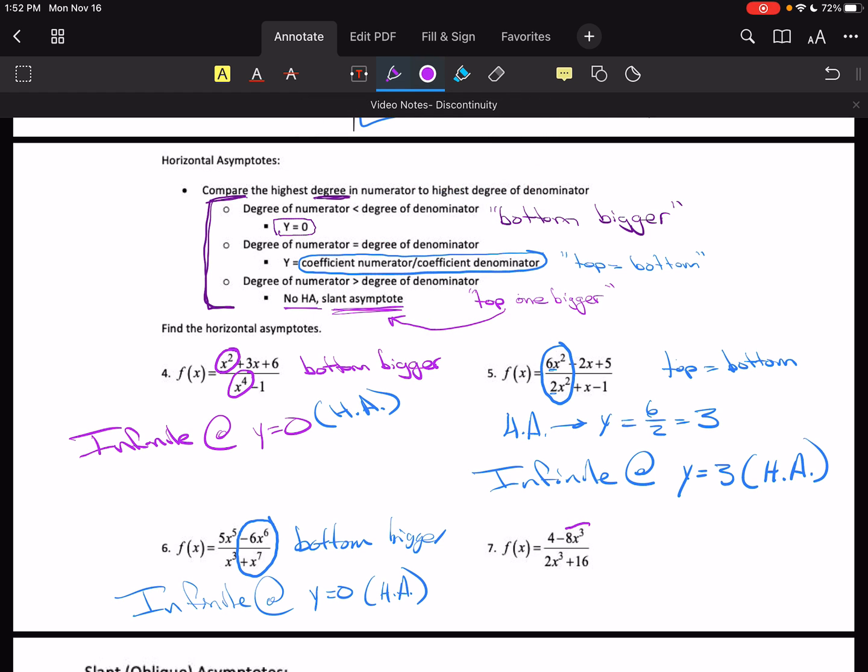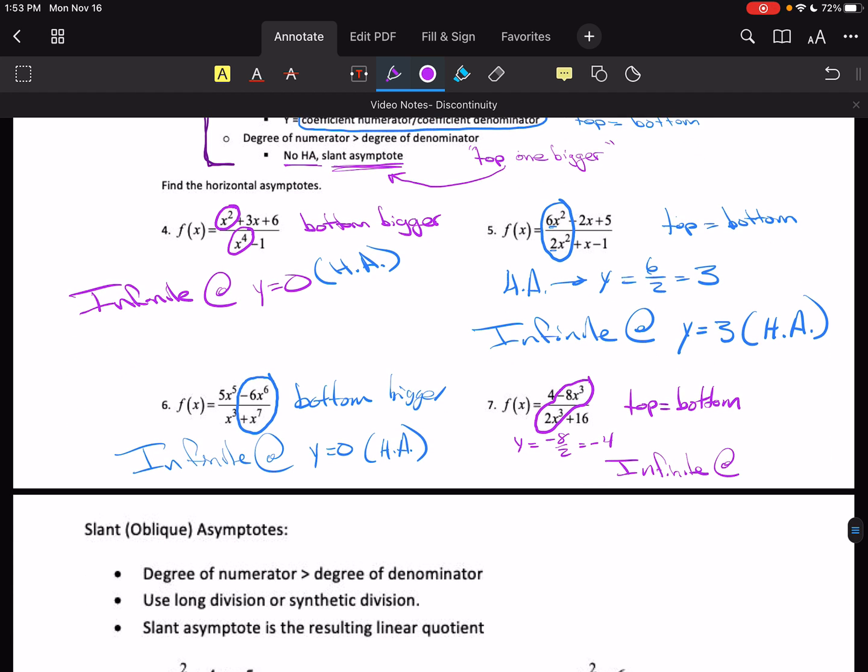x to the 3rd and x to the 3rd. So top equals bottom. We're looking at those coefficients again, right? Negative 8 over 2, which is going to be negative 4. So we would have an infinite discontinuity at y equals negative 4, and that's a horizontal asymptote.